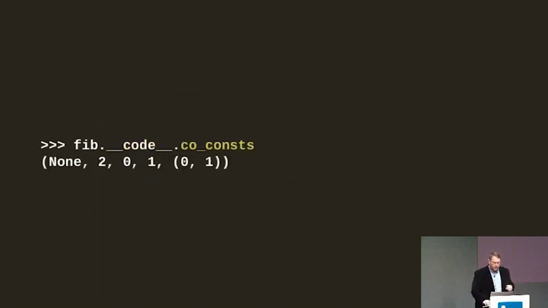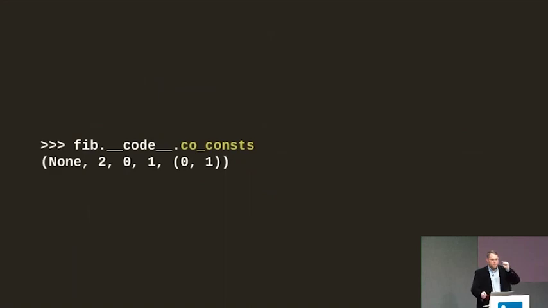First one I want to talk about here is an attribute on this code object called co_consts. This is a tuple. It contains all of your constants, literals, that you used in the body of your function. You can see there, my Fibonacci function used an integer 2, integer 0, integer 1, used a tuple with 0 and 1 in it. There's also a None in here.